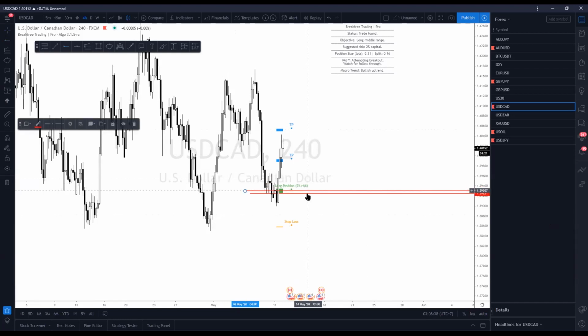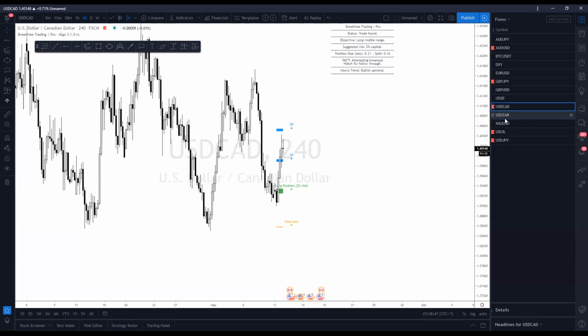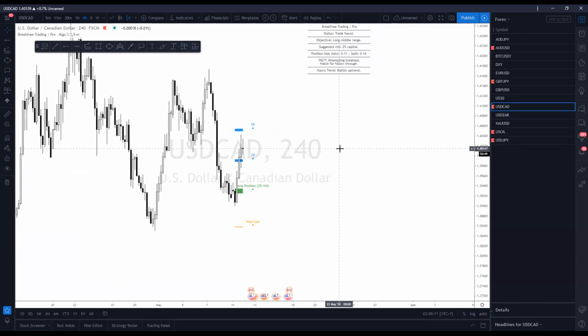So with the overexposure, you shouldn't have more than two currencies at once, right? So if you have, for example, in my watch list I have USD CAD, USD ZAR. So I'm not gonna open more than two USD trades, because I already have two USDs. Let's say I see another setup on USD JPY. I'm not gonna take it because I already have two trades open. So the base currency, you should always have no more than two trades for the same currency.